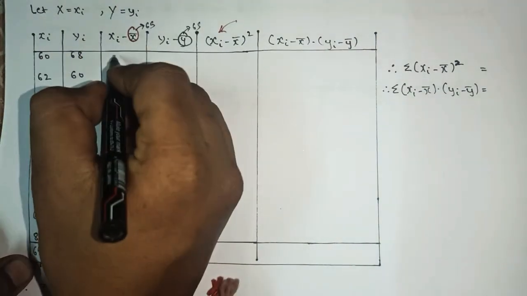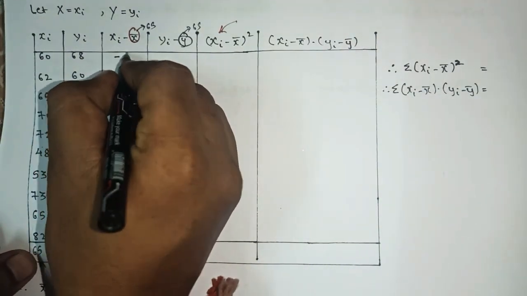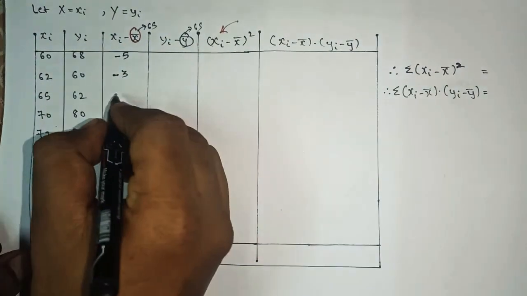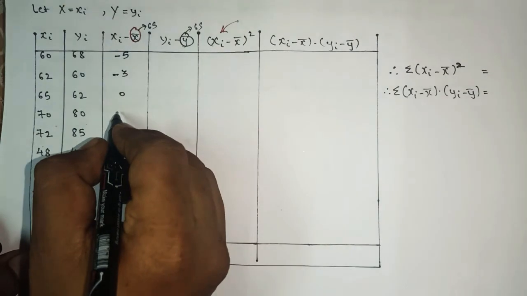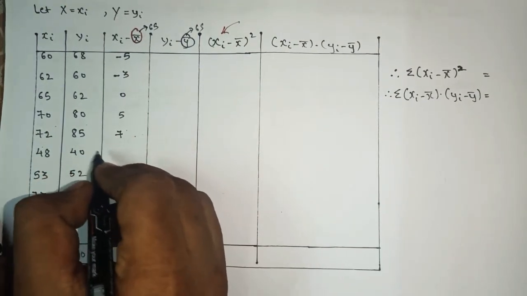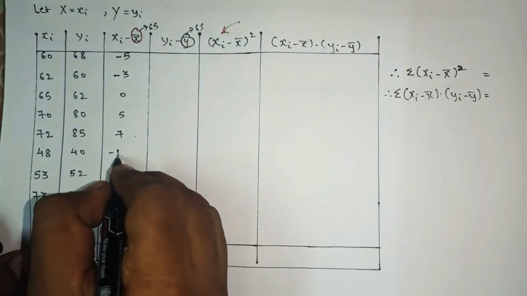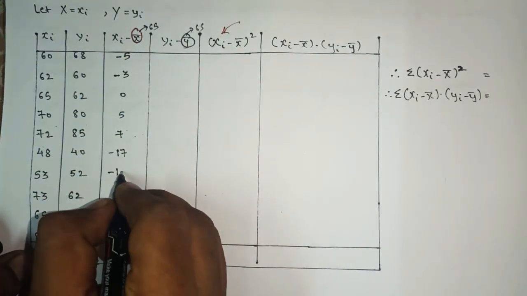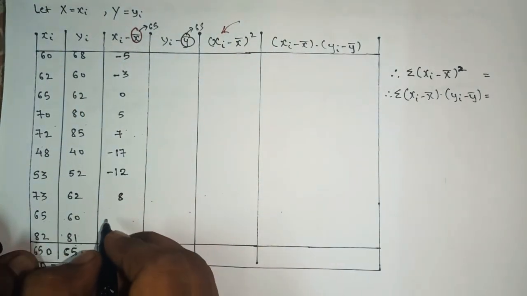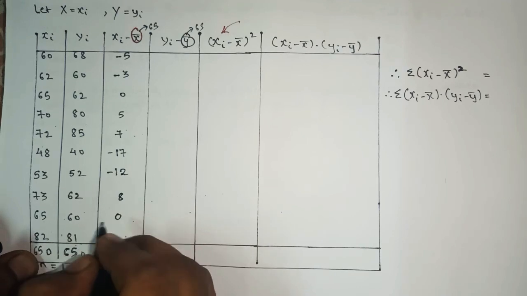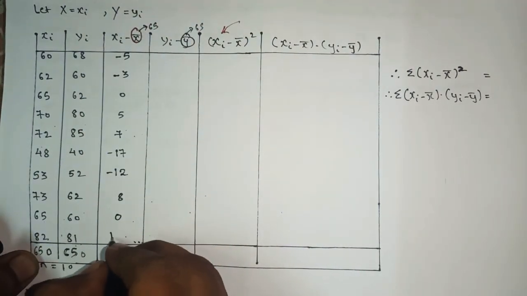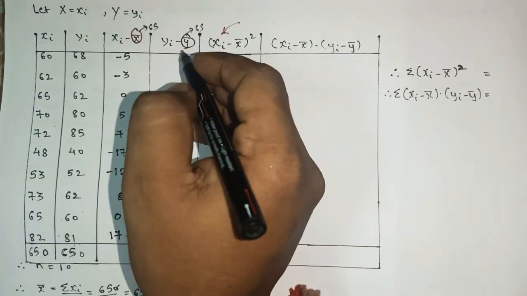So 60 minus 65 is minus 5. 62 minus 65 is minus 3. Then 65 minus 65 is 0. Then this will be 5, 7. 48 minus 65 is minus 17. This will be minus 12. 73 minus 65 is 8. 65 minus 65 is 0, and 82 minus 65 is 17.